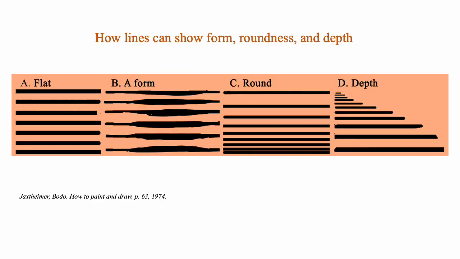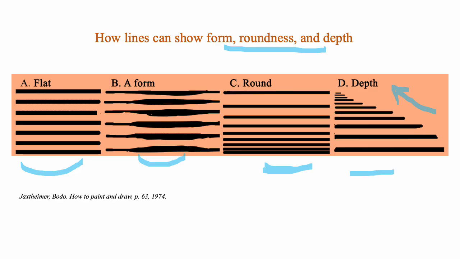We can use lines to show form, roundness, and depth. When the lines are the same distance apart and the same width, they convey flatness. But if one area thickens, a form is suggested. When the lines rapidly come together, they suggest roundness. And if this progression is less marked and goes vertically up, we see depth, especially if the lines get shorter.